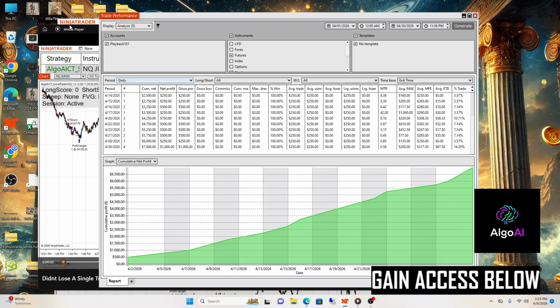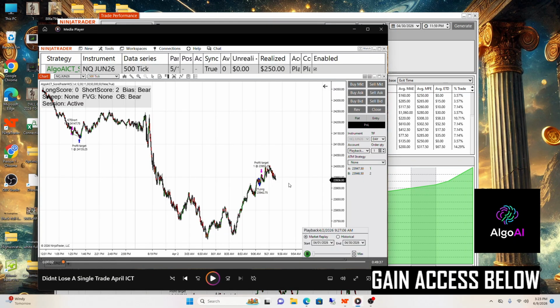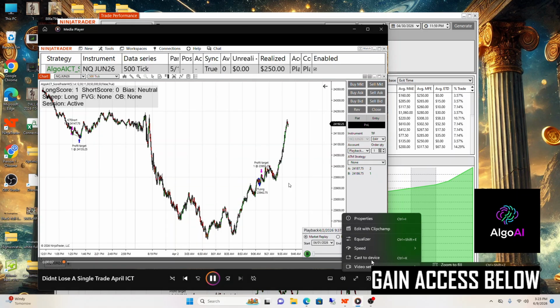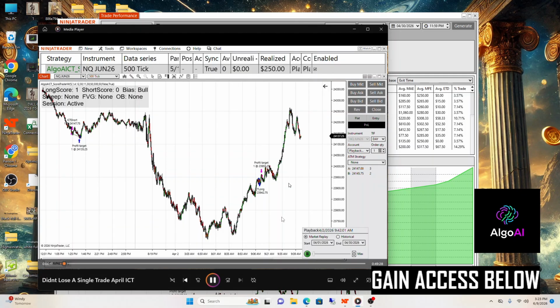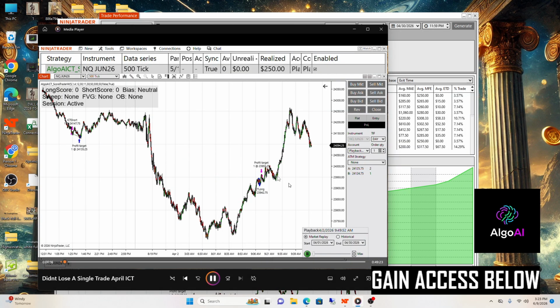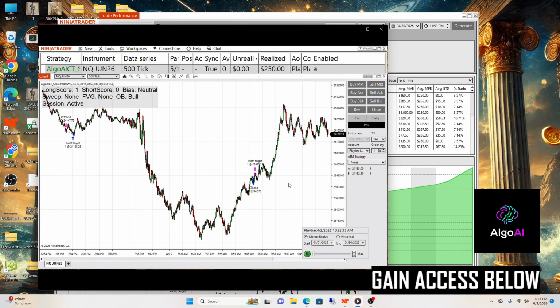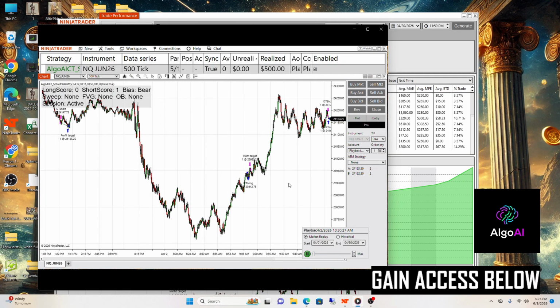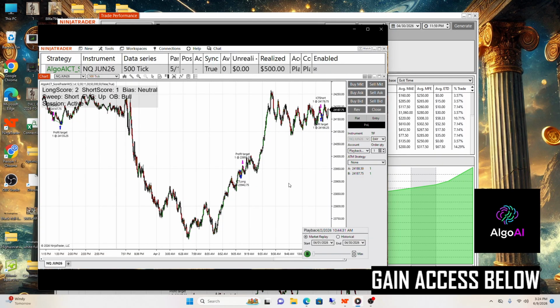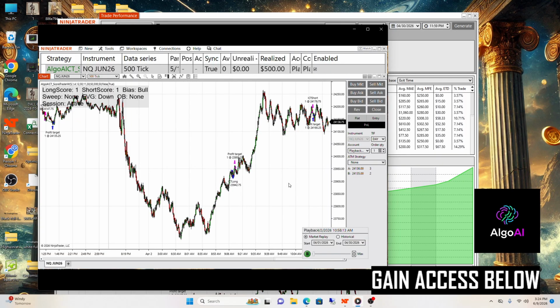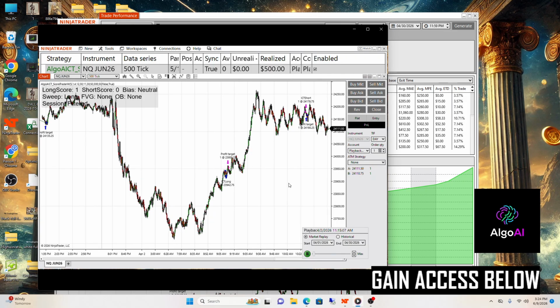What it does is it shows a confluence between all of the smart money concepts, which are liquidity sweeps, order blocks, fair value gaps, and overall market bias. So it looks at the current condition in the market at the given time, and if all four conditions match up, then it enters a trade.